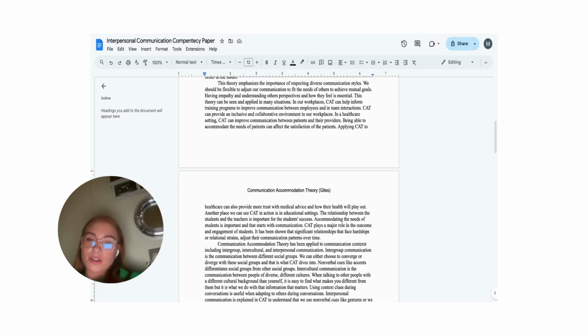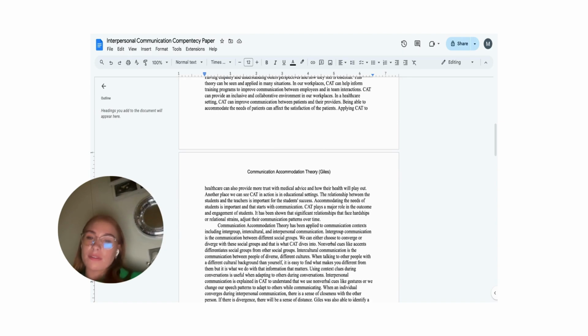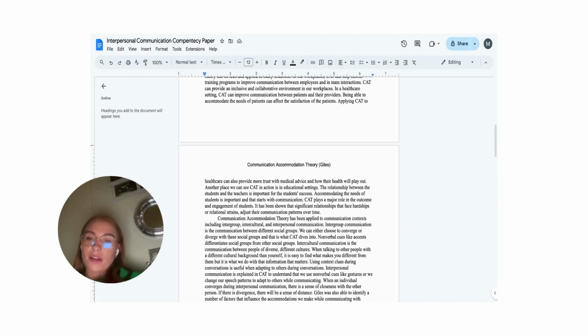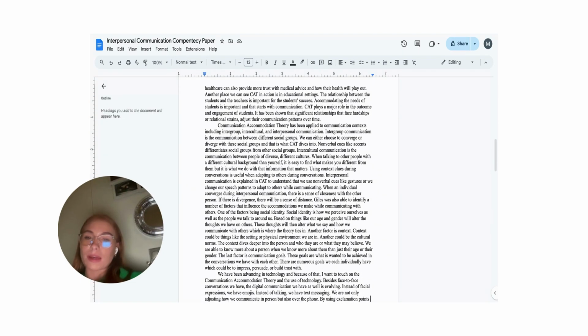In our workplaces, for example, CAT can help inform training programs to improve communication between employees and in team interactions. CAT can provide an inclusive and collaborative environment in our workplaces. In a healthcare setting, CAT can improve communication between patients and their providers. Being able to accommodate the needs of patients can affect the satisfaction of the patients. Applying CAT to healthcare can also provide more trust with medical advice and how their health will play out.